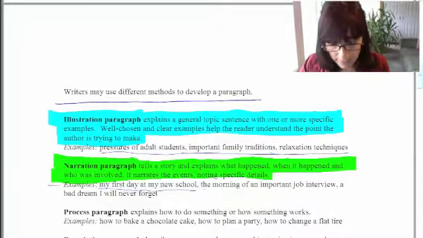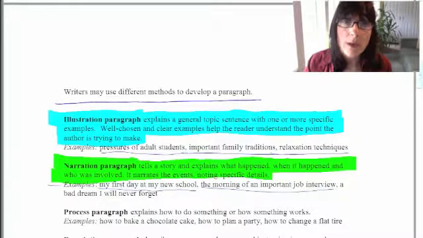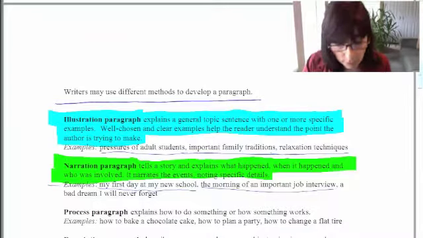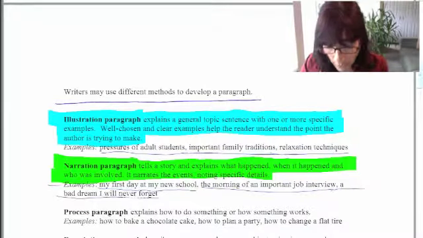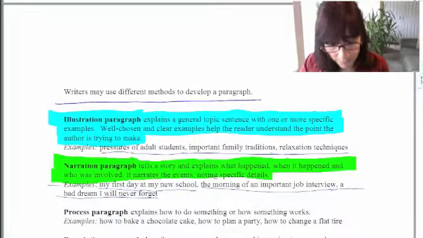You would narrate the events of that first day. Or the morning of an important job interview. You would narrate what happened the morning before you actually go to your job interview. Or a bad dream you'll never forget. So you would narrate the events in the dream.